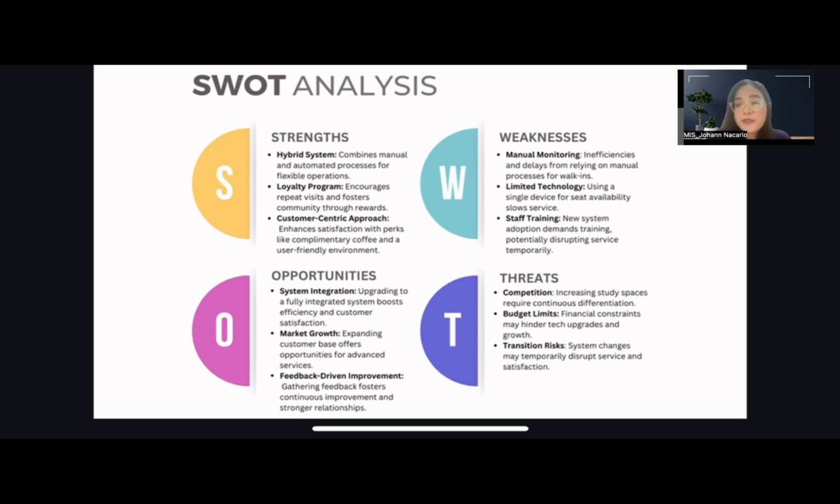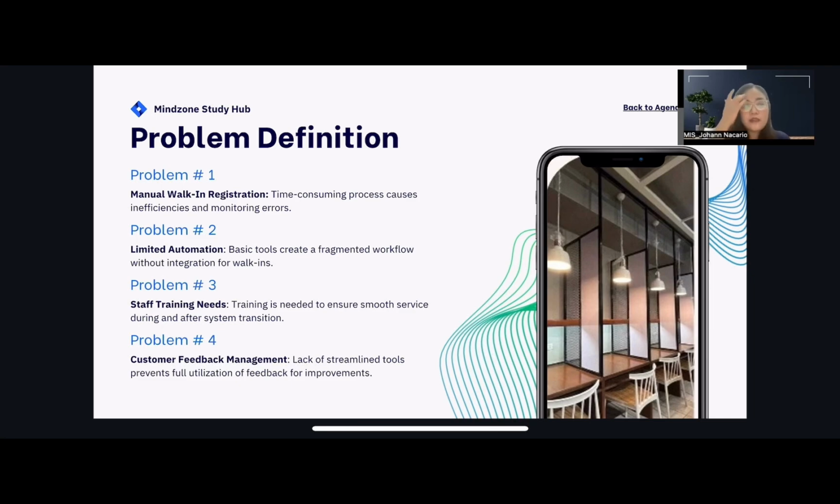And lastly, transition risk, wherein the system changes may temporarily disrupt services and satisfaction. Now we will move on to our problem definition. With their current MIS, these are the problems that we have pinpointed or have seen that could hinder their business development. So the first one is the manual walk-in registration.